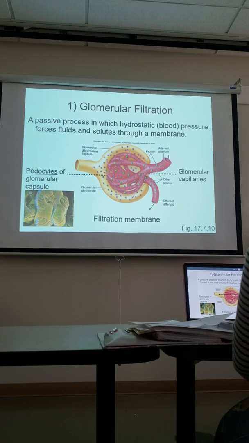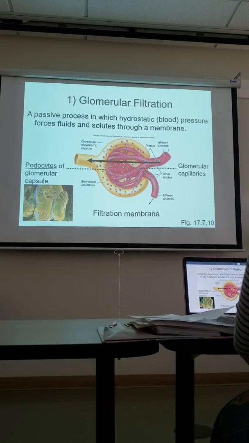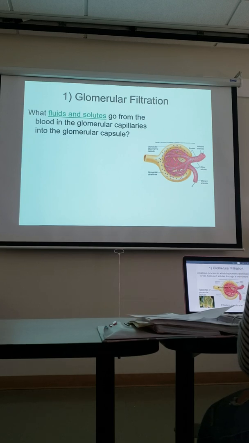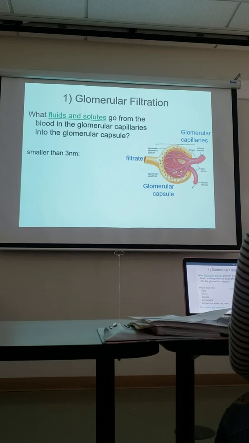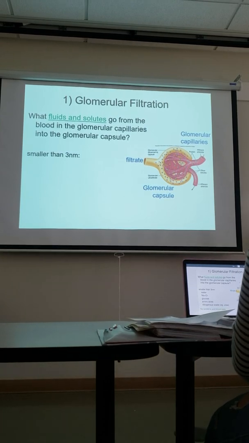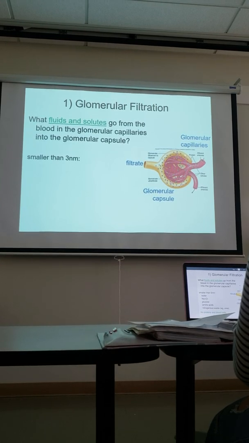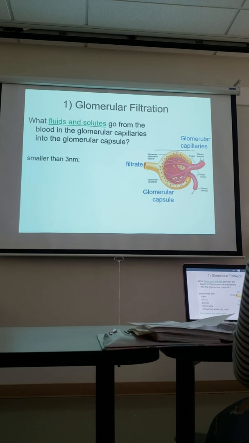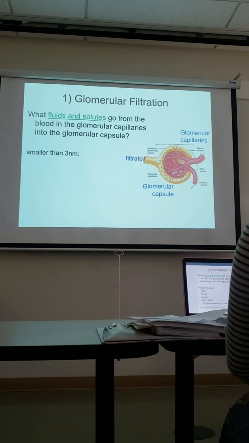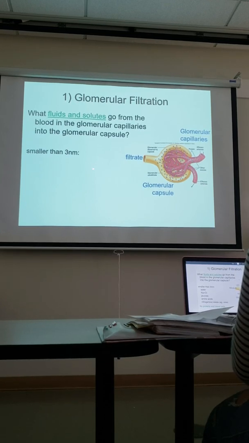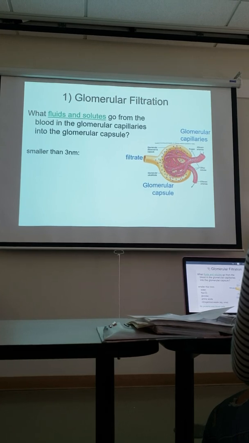So, the size criteria for the filtration membrane is set. And it's set at 3 nanometers. So, what fluids and solutes can go from the glomerular capillaries into the glomerular capsule depends on what can go through that podocyte membrane. And the size of the holes of the podocyte membrane is 3 nanometers. So anything that's smaller than 3 nanometers will make it through.